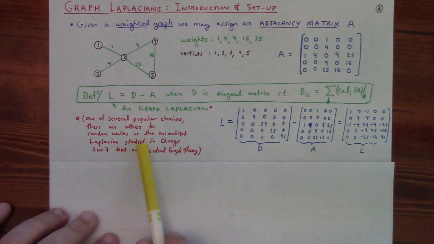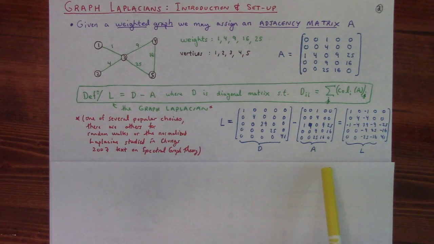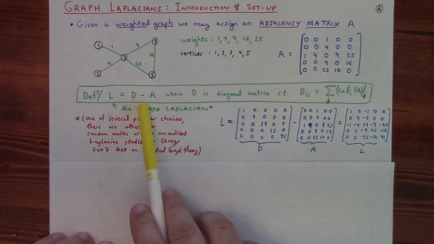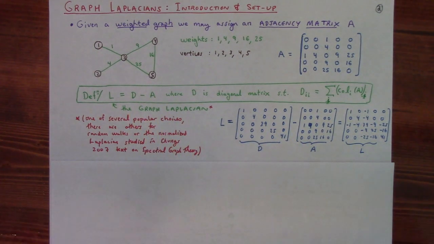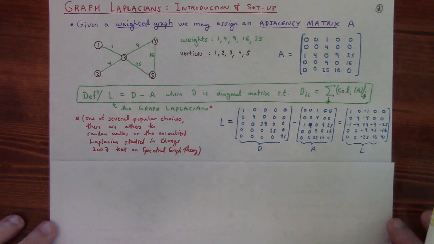There are others. There's one for random walks. There's another one that's called the normalized Laplacian that was studied in Chung's 2007 text on spectral graph theory. It's about 100 pages. But that's not too helpful for us here because we're going to be focused on the non-normalized, or unnormalized, just plain graph Laplacian.